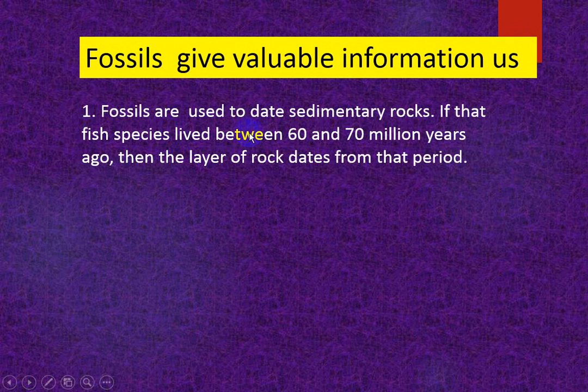Fossils are used to date sedimentary rocks. If that fish species lived between 6 and 7 million years ago, then the layer of rock dates from that period. Okay, fossils are used to date sedimentary rocks. We can find the age of rocks from fossils.